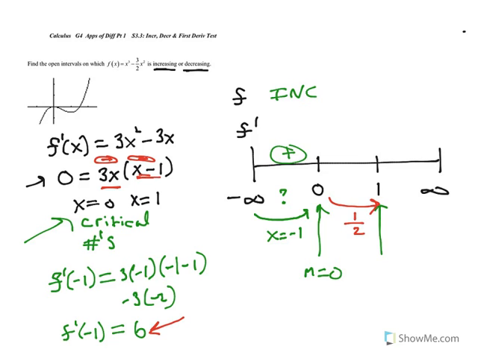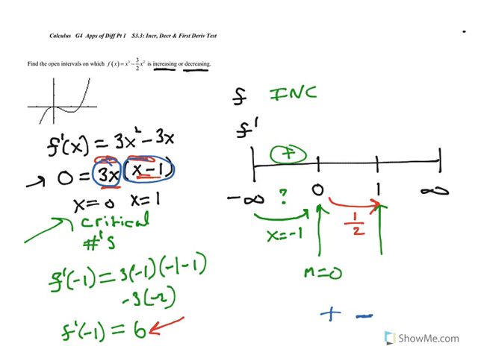And again, if you just think about what's going to happen to the factors when you're looking at f prime, if I put a positive half into this first factor, a positive half times 3, that's going to leave you with a positive number. And then if you put a half into this second factor, you're going to get 1 half minus 1, that's going to leave you with a negative number.